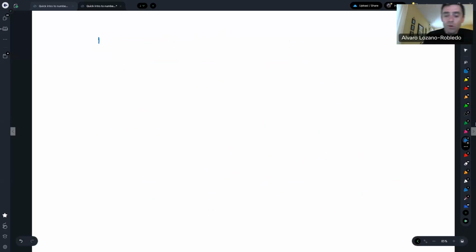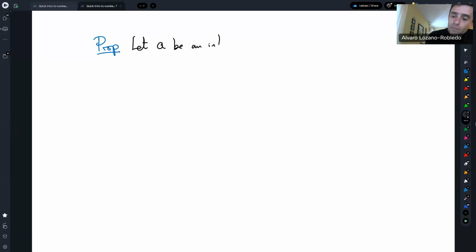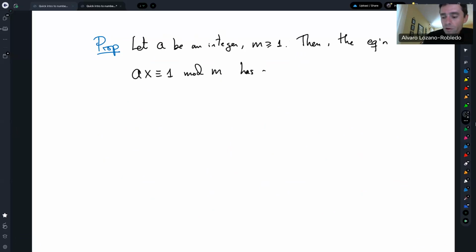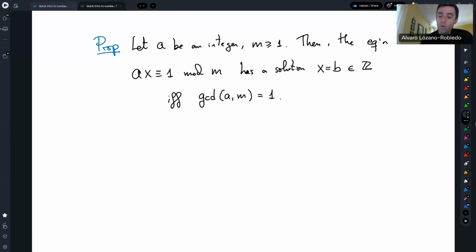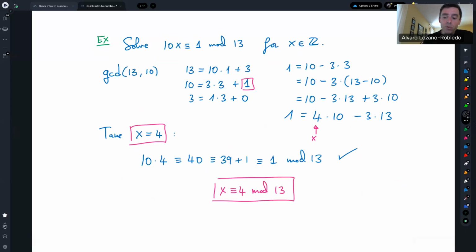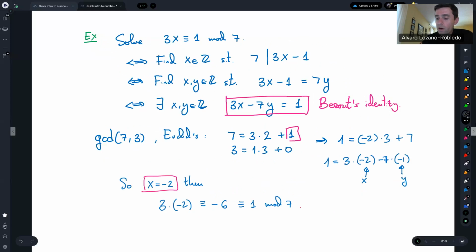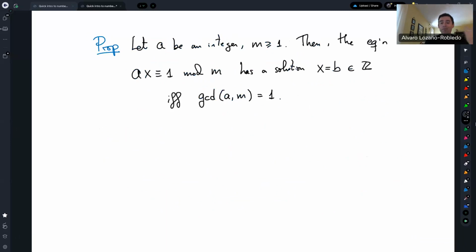All right. So in general, what we have is the following, which I'm not going to prove. Let a be an integer and m a modulus. Then the equation ax is congruent to 1 modulo m has a solution x in integers if and only if the GCD of a and m is 1. So in the previous cases we had 10 and 13, the GCD was 1, so it worked. 3 and 7, the GCD was 1, so it works. But if you try to find 3x congruent to 1 modulo 6, there will not be a solution to that.